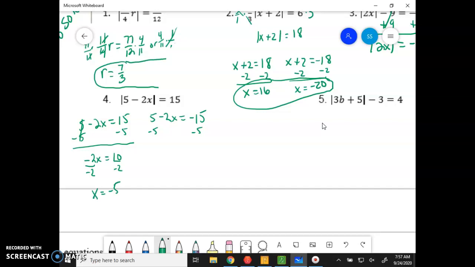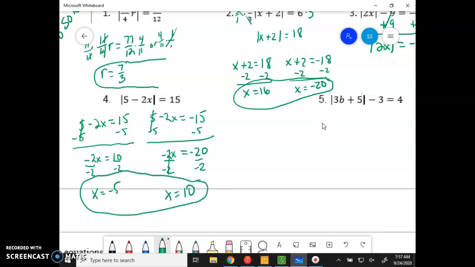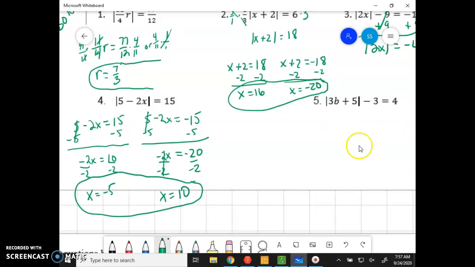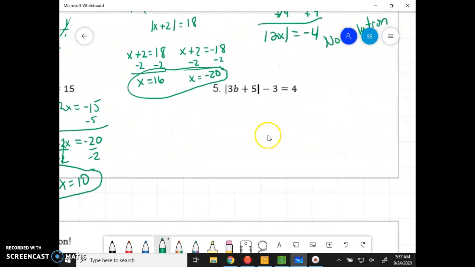And on this side here, 5 minus 5 goes away. Negative 2x, we just drop down the equal sign. Negative 15 minus 5, we're going to get more negative and get negative 20. Divide by negative 2, divide by negative 2, and we get x is equal to positive 10. So there's my two answers for x. All right. Okay, one more for this video, and then we'll be all done.